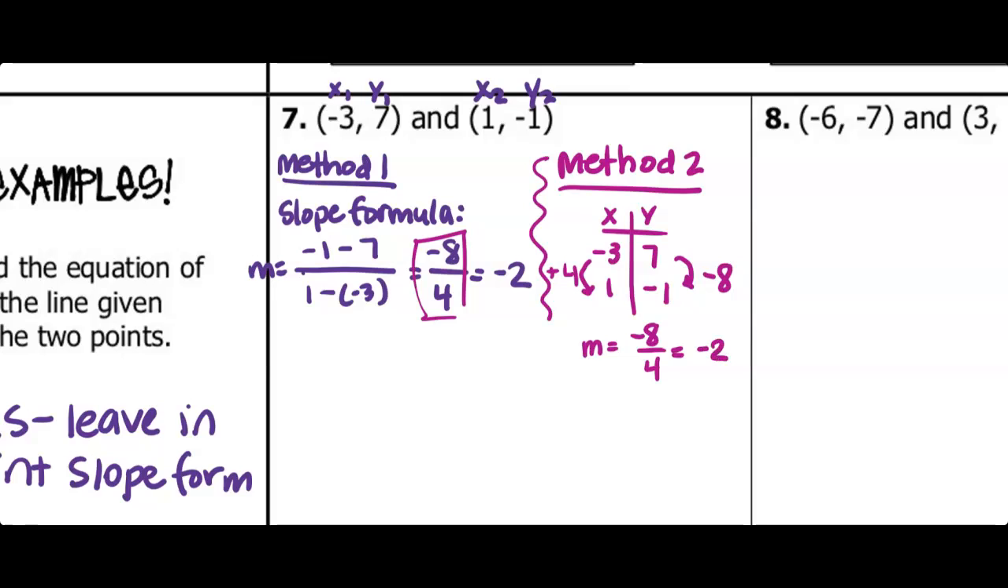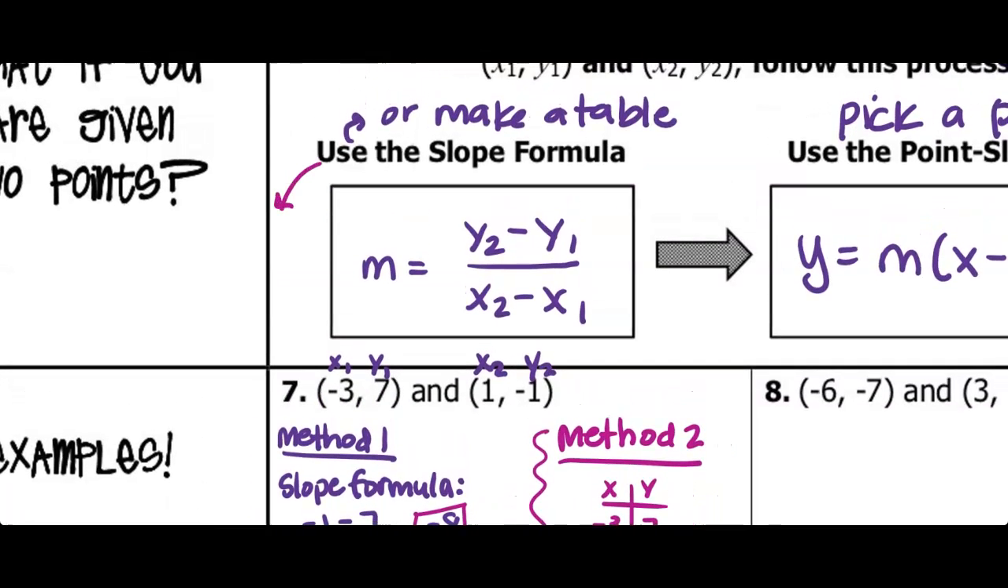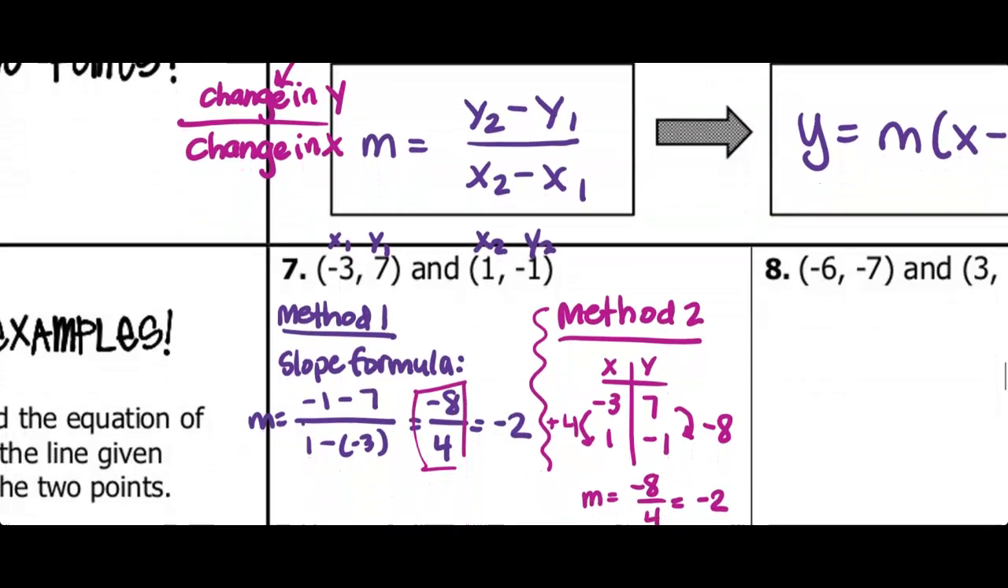So choose whichever method you like the best. I will tell you that if you don't remember the slope formula, then using the slope formula is not the best way to go. If you know that you're bad at remembering formulas, then you might consider using method 2, because you don't have to remember much, except that you always do the change in y over the change in x. So let's actually add that to the top. It'll always be the change in y over the change in x. And we'll talk about that a lot in class as well.